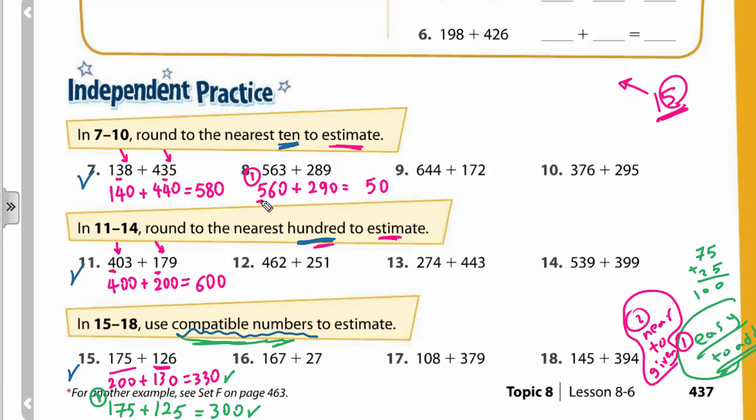So this is not 5 now. 1 plus 5, it's 6, plus 2 equals 8. 850. Okay, if you miss the carry up, if you don't carry up 1 here, you will get 700, so it will be wrong. Okay?